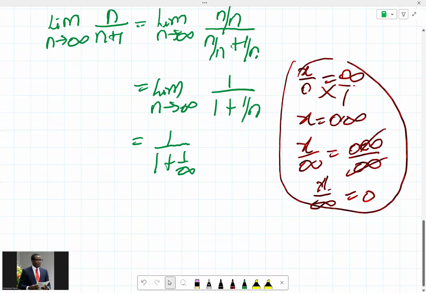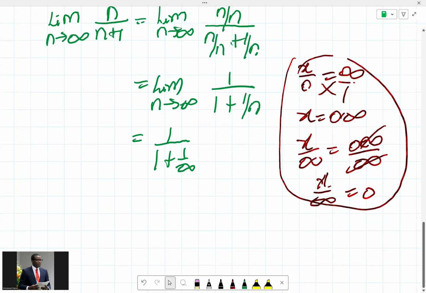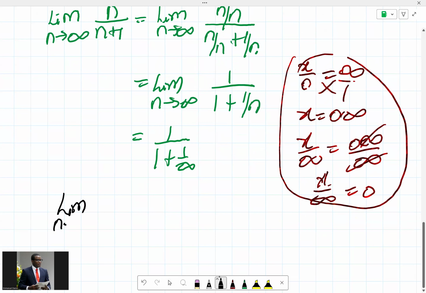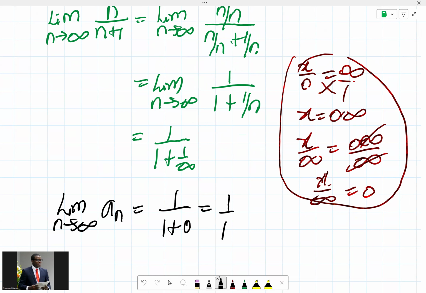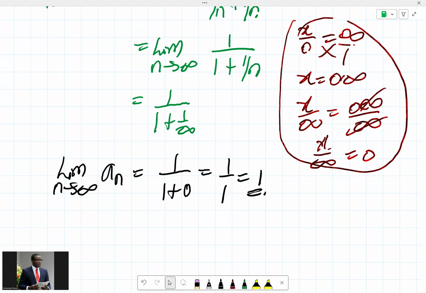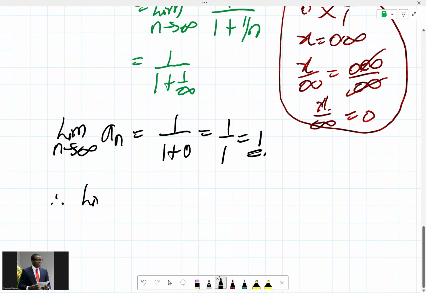Okay, so that means that we can take this further and say that the limit as n approaches infinity for an is actually the same thing as 1 over 1 plus 1 over infinity, which is 1 over 1 plus 0. So we have 1 over 1, and that is equal to 1. So we can say, therefore, limit as n approaches infinity for an is equal to 1.